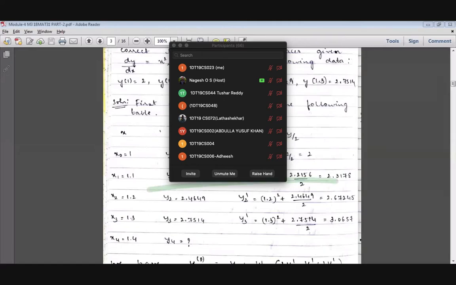Understood that? Understood using alpha.